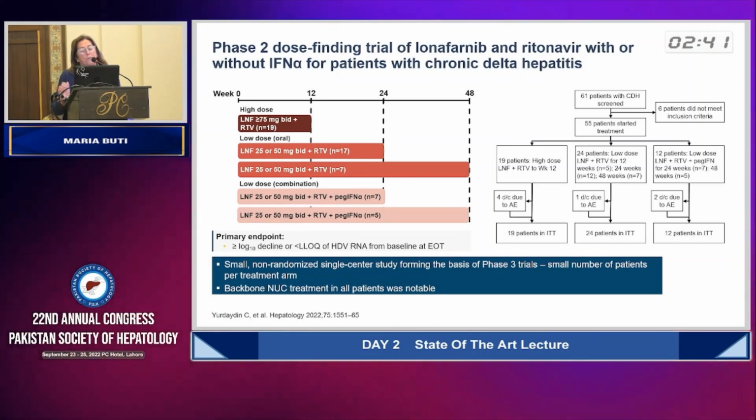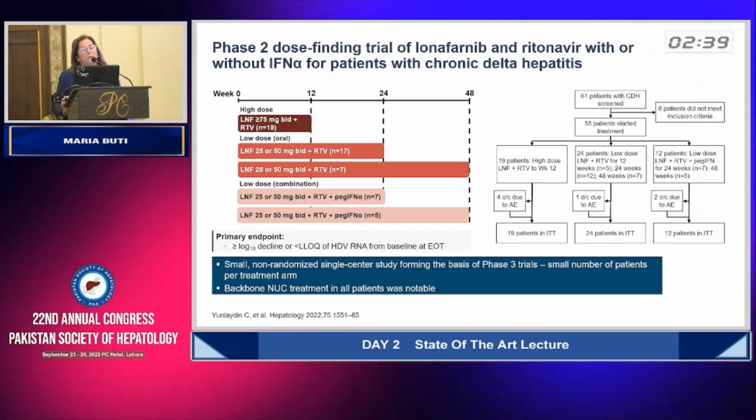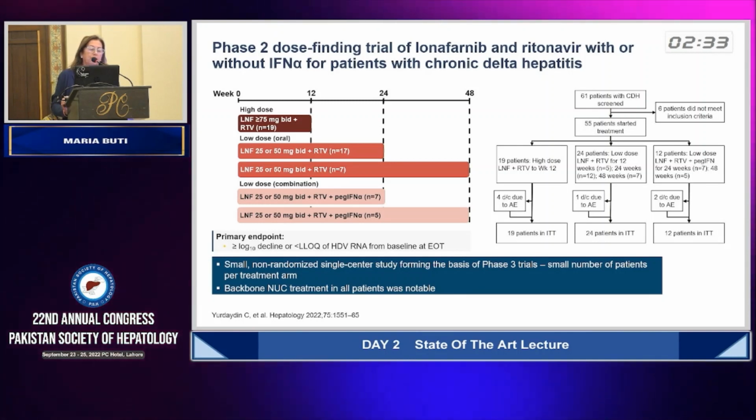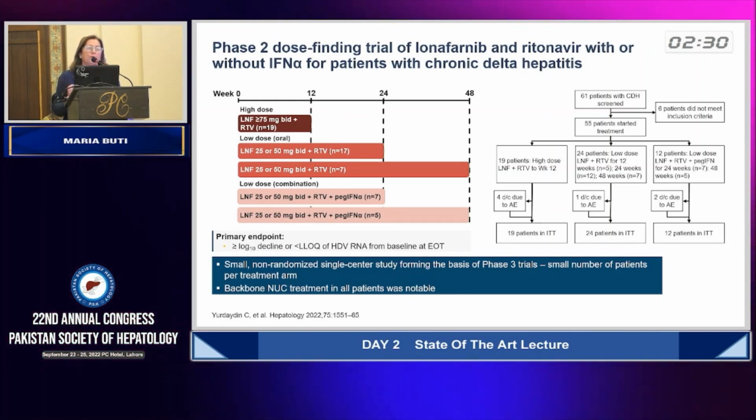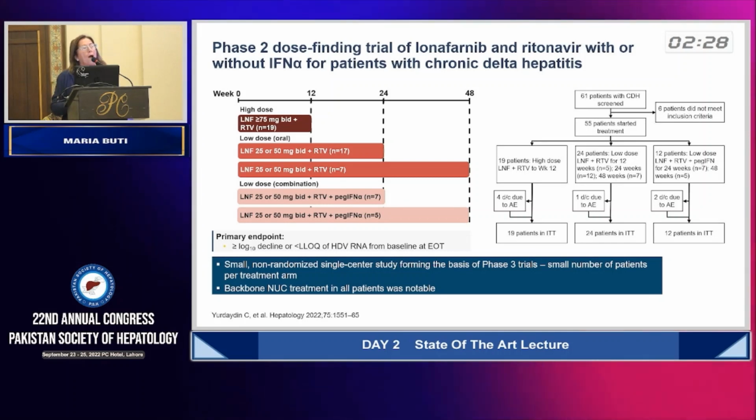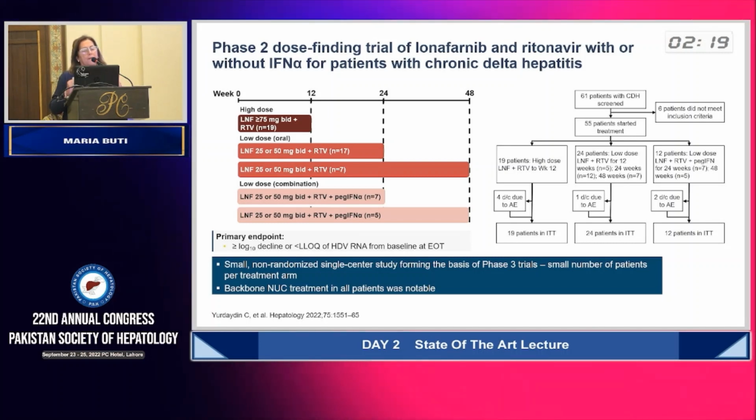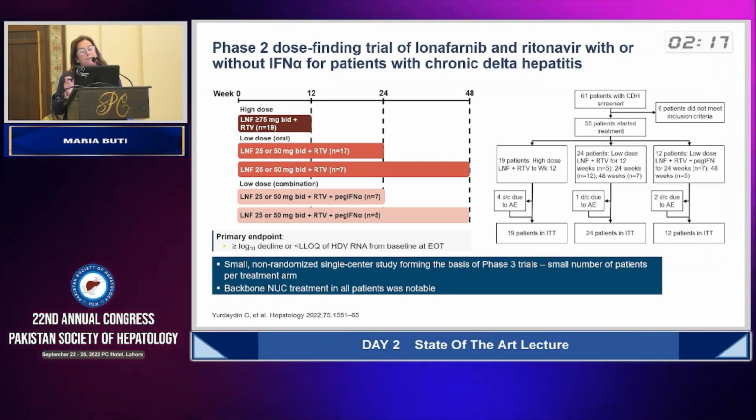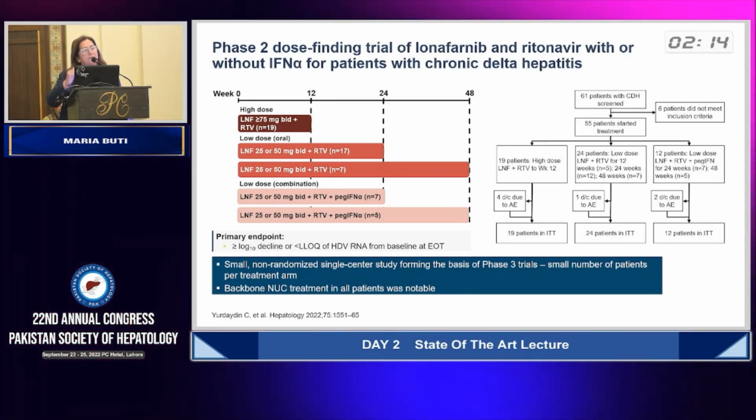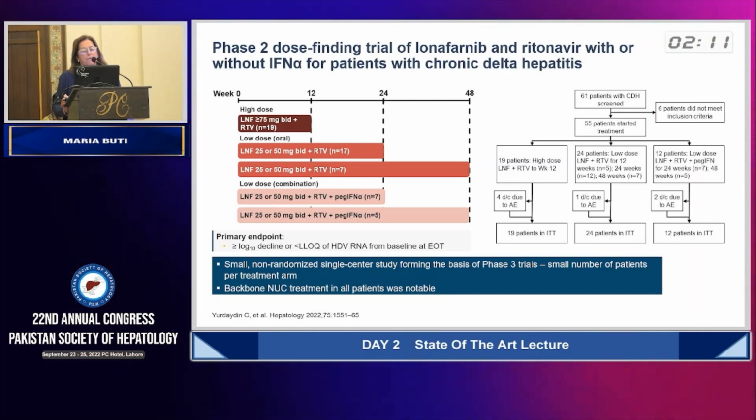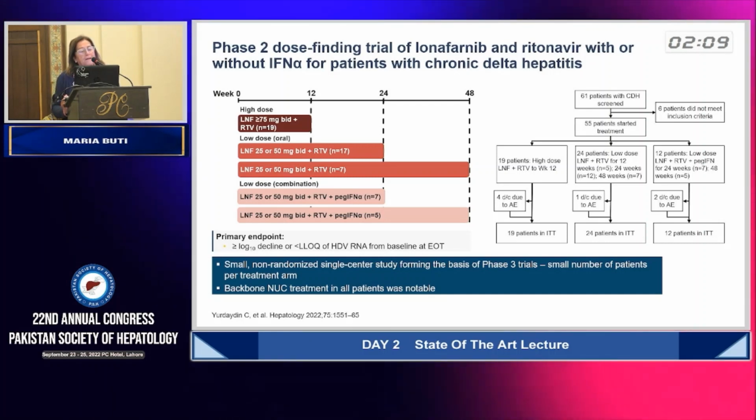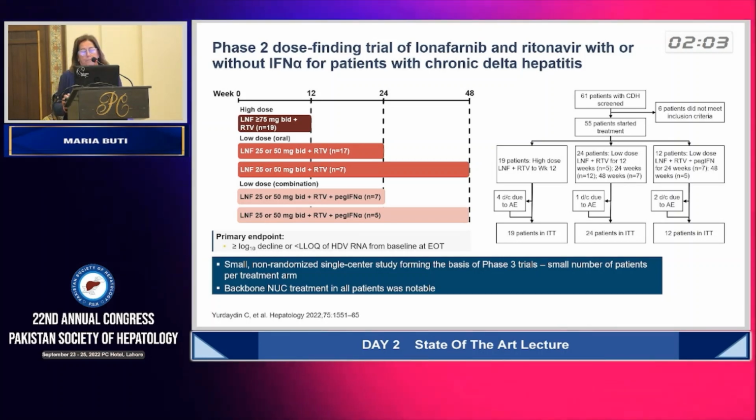And in this study, complicated study, they used different doses of this drug, lonafernib, 75 milligrams, 25, 50 milligrams, with or without ritonavir. Why ritonavir? Because lonafernib alone is associated with an important side effects, particularly the high dose. And boosting this drug with ritonavir, we can decrease the dose of lonafernib. And for this reason, this drug now is developed in combination with ritonavir.